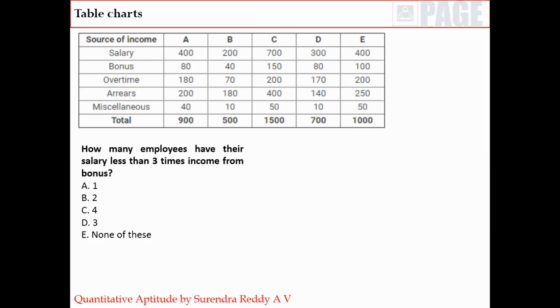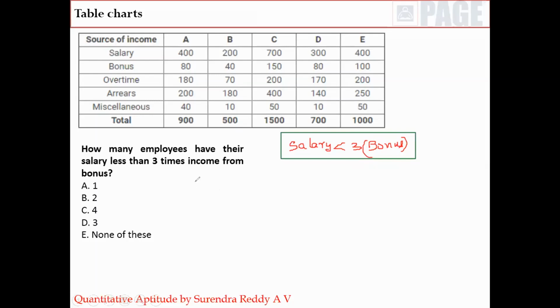The next question is, how many employees have their salary less than 3 times the income from bonus? So we have to search for a condition where their salary should be less than 3 times bonus. How many people's case will satisfy this condition? Out of A, B, C, D, E, how many people will satisfy the condition?